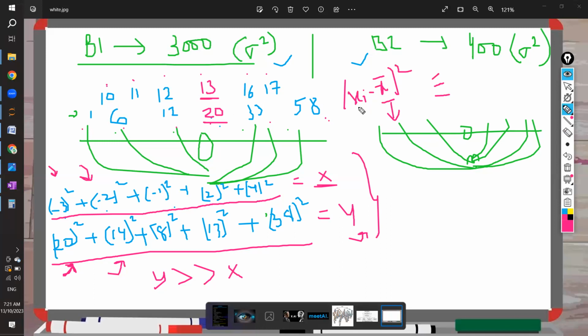But if xi is drastically changing every time, that means from 1 it shifts to 6, 12, 33, 58, then obviously the square value will also change drastically. Agree? You're seeing what I'm saying? So that's why, right, Karthik? Yes, Santosh, I can understand. So that's the fundamental point I'm trying to make here.